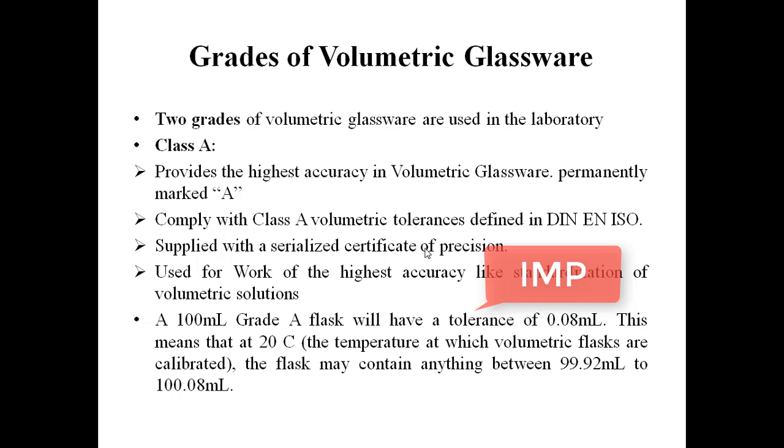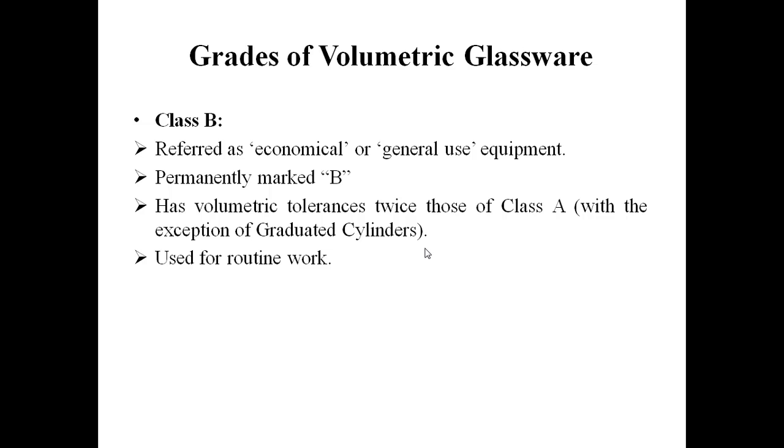For example, a 100 ml grade A flask will have a tolerance of 0.08 ml. This means that at 20 degrees centigrade the flask may contain anything between 99.92 ml to 100.08 ml. Another class of volumetric glassware is class B. This is generally referred to as economical or general use equipment, permanently marked B, but has volumetric tolerance twice those of class A, with the exception of graduated cylinder, and it is generally used for routine work.